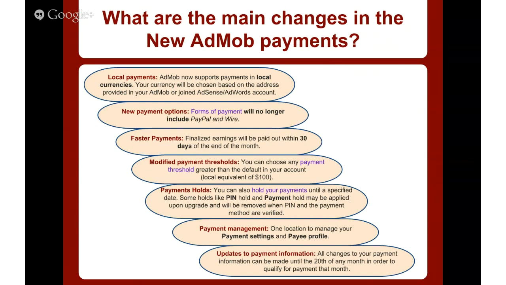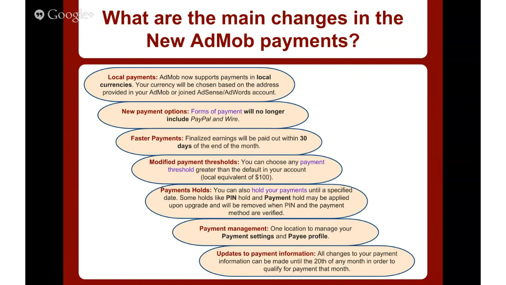So when you upgrade, we will more often than not require that you verify the correctness of your address by sending you a PIN number to your home address, and it will arrive via snail mail, and you will then verify that PIN number and that hold will be removed.